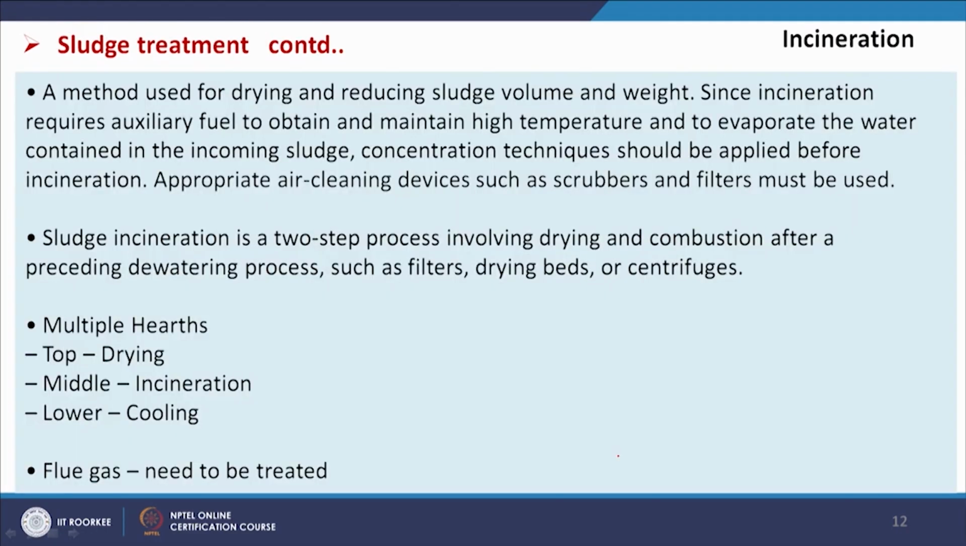Next, another method is incineration, which I told you is a combustion. The sludge is dried and its solid content is increased, then it is combusted by the application of heat. It is a method used for drying and reducing sludge volume and weight. Since incineration requires auxiliary fuel to obtain and maintain the high temperature and to evaporate the water contained in the incoming sludge, concentration techniques should be applied before incineration, and since auxiliary fuel is used, the air pollution possibilities will be there.